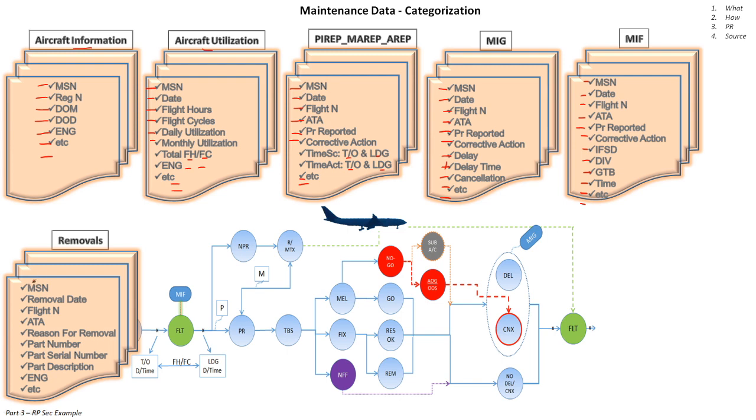Next, do we have part removals? The answer is yes. Again, aircraft MSN number, removal date, flight number, ATA number, reason for removal, engine high vibration, part number, part serial number, part description, engine vibration sensor, information about the engine. By all means, we need this information, especially if the part was removed from an engine. This information is, as I said, mandatory if the part was removed from an engine, etc.